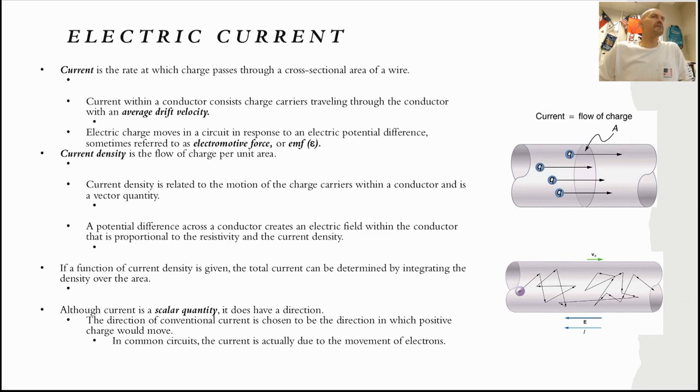So current is going to be the rate at which charge will pass through a cross-sectional area of a wire. This actually ends up being a derivative. So current is I, which is equal to the derivative of Q with respect to t, dQ/dt. So if you're given a function for Q, then you can determine what I is, all right?